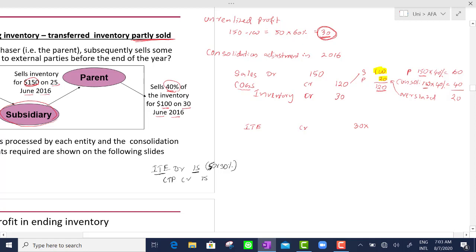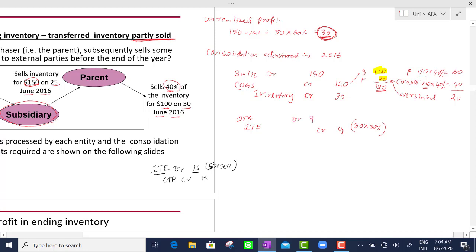As we have calculated earlier, the unrealized profit is 30, right? We can take that figure straight away here. That into the tax rate of 30%: 30 into 30%, 9. 9 should be removed from income tax expense, and it goes to the deferred tax asset. Deferred tax asset debit; let me write it here. Credit 9.